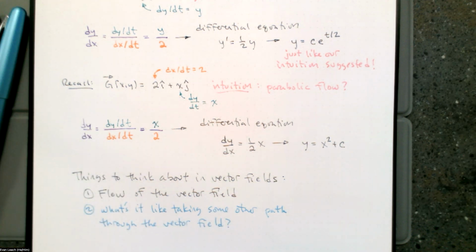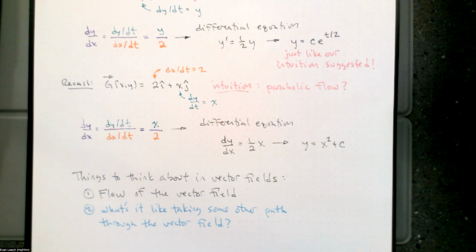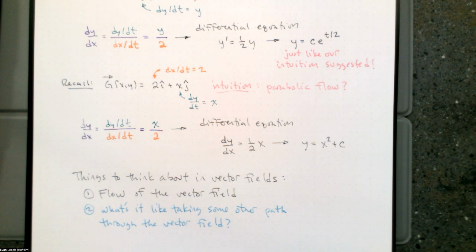So first, we want to just think about the vector field and what kind of flow it has. What kind of paths are we determining just by building this vector field? The other thing that we want to think about is, when there's a vector field, what is it like taking some other path through the vector field? When are we going with the vector field? When is the vector field pushing us along the path? When is the vector field pushing against our path?